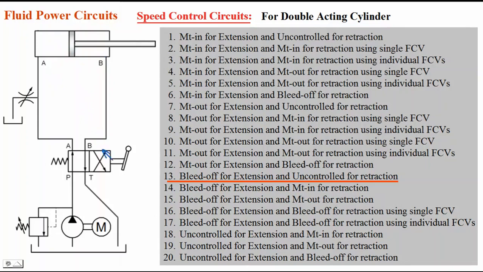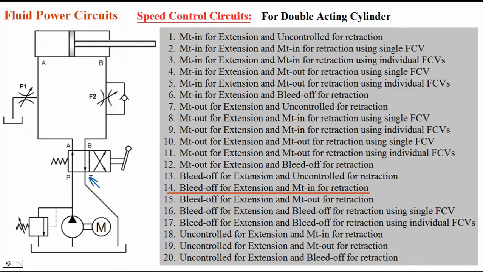The next circuit is bleed off for extension and meter in for retraction. This is bleed off for extension. F1 is the flow control valve which is bleeding off that oil. A controlled amount of oil is bled off to tank, and that's why the remaining amount of oil is flowing into the cylinder during extension. That is why it is bleed off for extension.